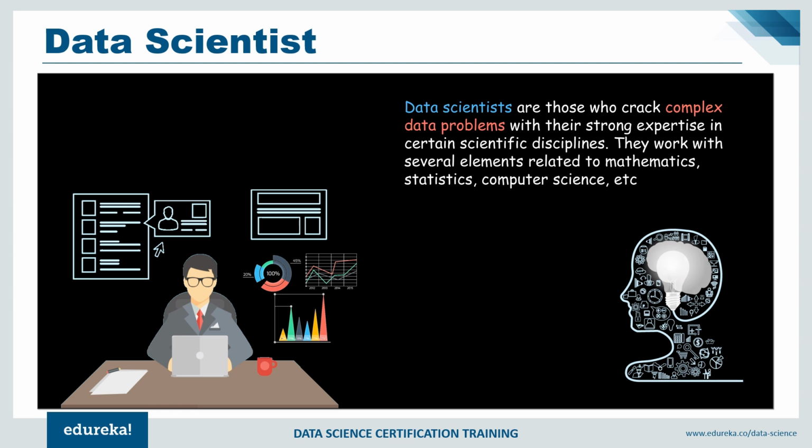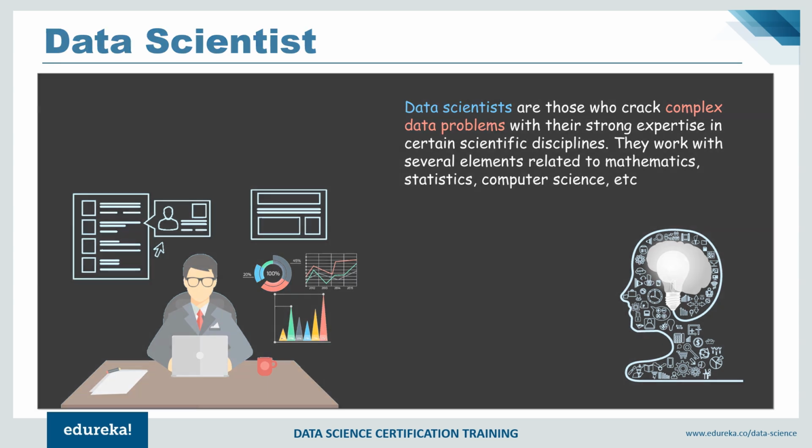They work with several elements related to mathematics, statistics, computer science, and much more. Now, data scientists are usually business analysts or data analysts with a difference. It is a position for specialists, and you can specialize in different types of skills like speech analytics, text analytics, which is natural language processing, image processing, video processing, medicine simulation, material simulation. Now, each of these specialist roles is very limited in number, and hence the value of such a specialist is immense.